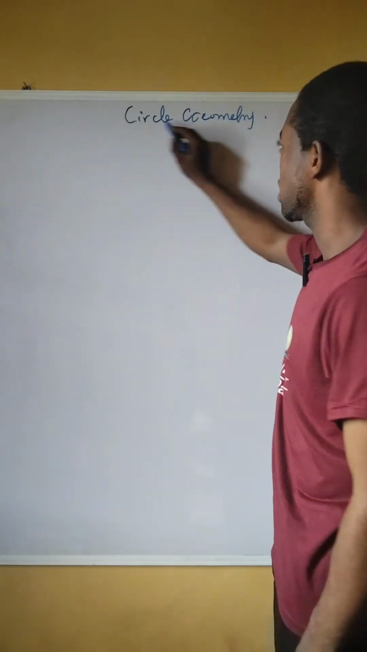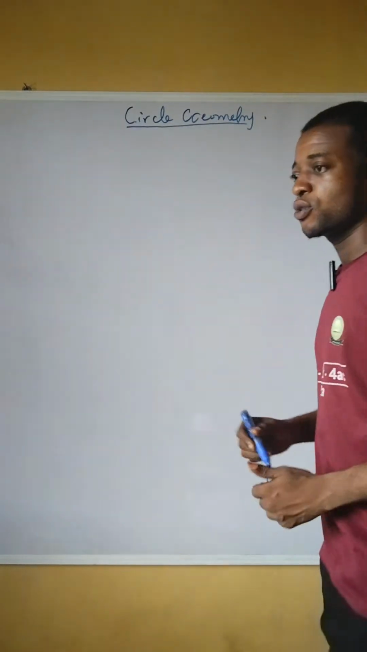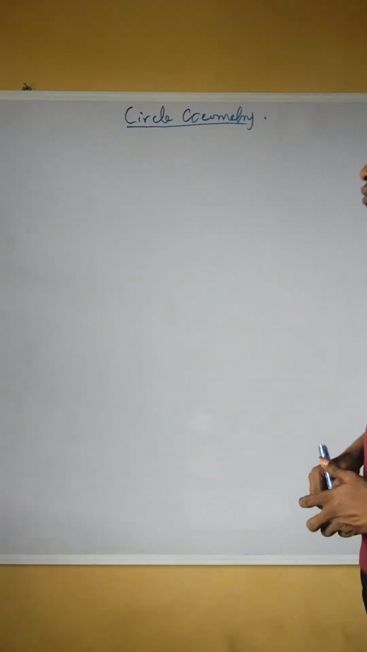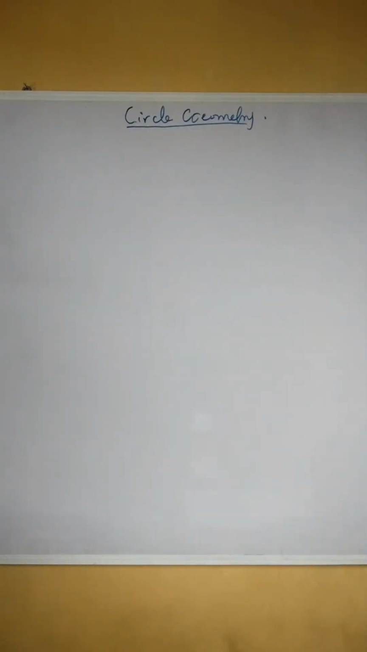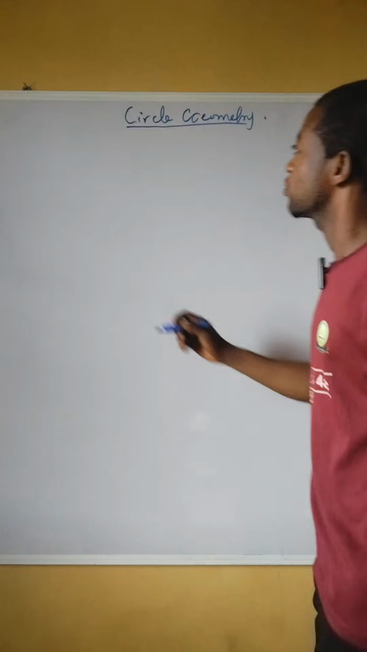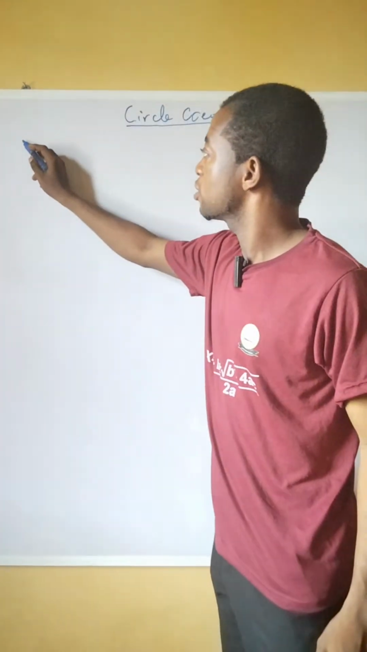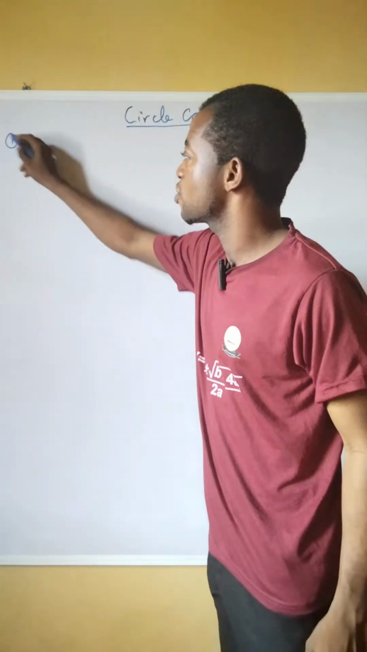Circle geometry. And before we consider some questions, first, let's look at the summary of the theorems that we have. So we have theorem 1. So let's list out those theorems.